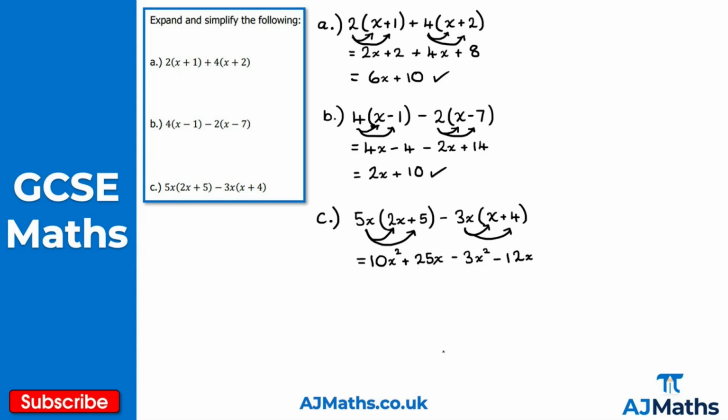Okay. So to finish with here, just collect like terms. So we've got 10x squared minus 3x squared. That would give us 7x squared. And then finally 25x minus 12x, and that would give us 13x there. Okay. And there we have it. So that's our solution to question 2.